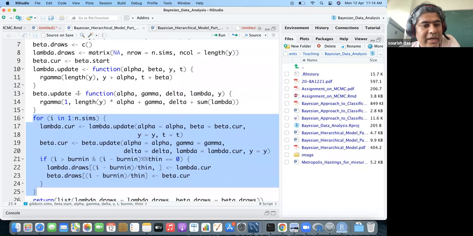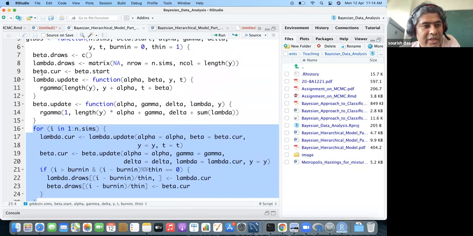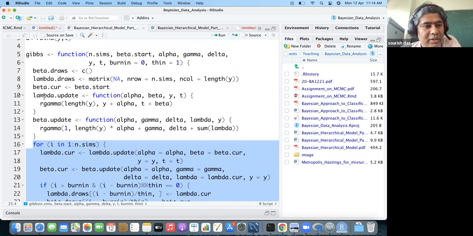And lambdas, there are 10 lambdas, remember that. So the way this lambda update is written, it will simulate effectively 10 lambdas. Why? Because when I'm doing the lambda update, I'm saying rgamma with length of Y. So sample size is the length, that is how many samples you will generate. So there are 10 points. For each point, 10 lambdas are getting simulated. So these 10 lambdas will be simulated for given Y plus alpha and T plus beta.